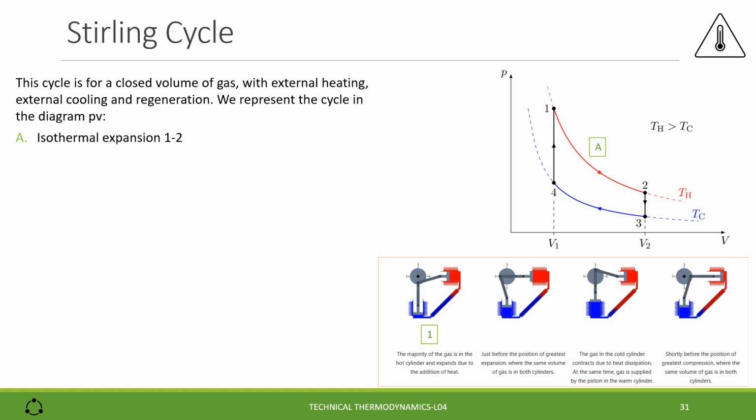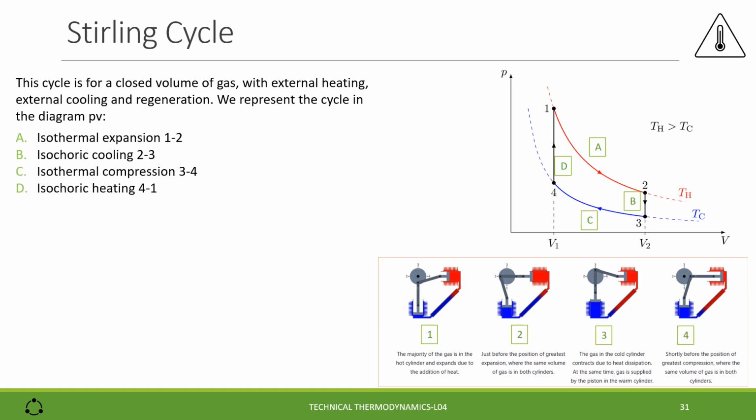The first transformation is the isothermal expansion 1-2. The position 1 is also displayed in the picture with the corresponding position of the piston and the shaft. The isochoric cooling 2-3, the position 2 is also displayed in the picture. The isothermal compression 3-4, the isochoric heating 4-1.